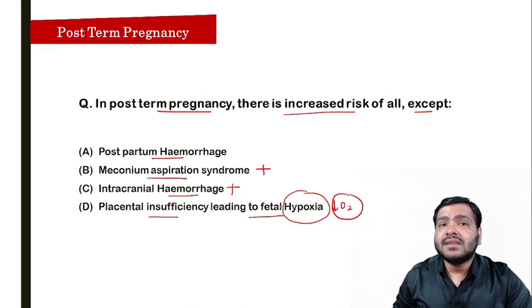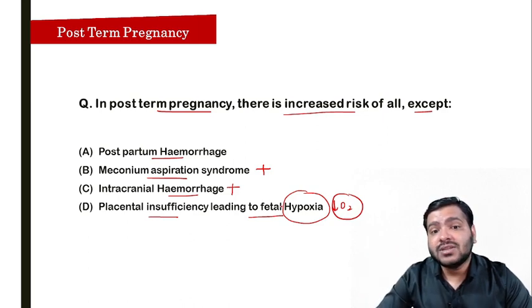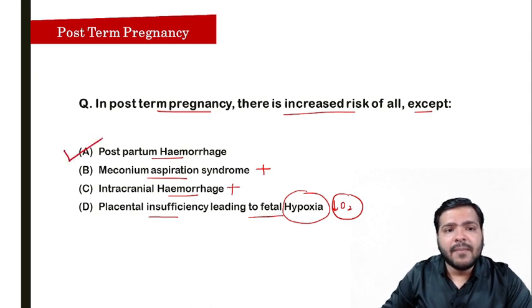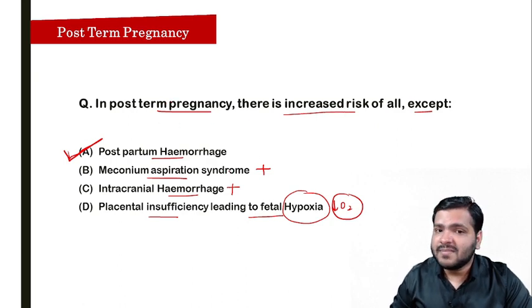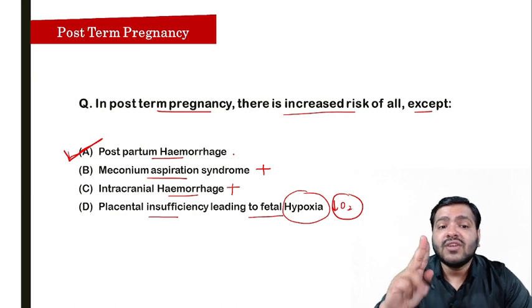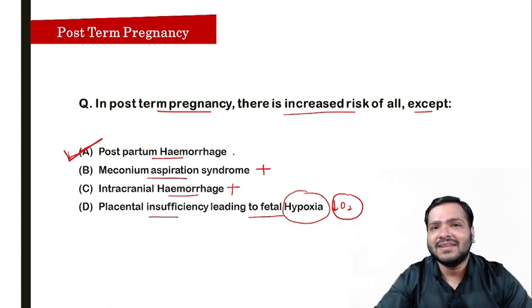Okay, so placental insufficiency: as the placenta advances with age, ultimately the function of the placenta will become less, and it will lead to fetal hypoxia. So all these three complications can be there, but there will be no postpartum hemorrhage in this case. So ultimately the answer to the question: in post-term pregnancy there is increased risk of meconium aspiration syndrome, intracranial hemorrhage and placental insufficiency leading to fetal hypoxia. These all can be there, but postpartum hemorrhage is never included in that. Okay, so that's the answer to this particular question.